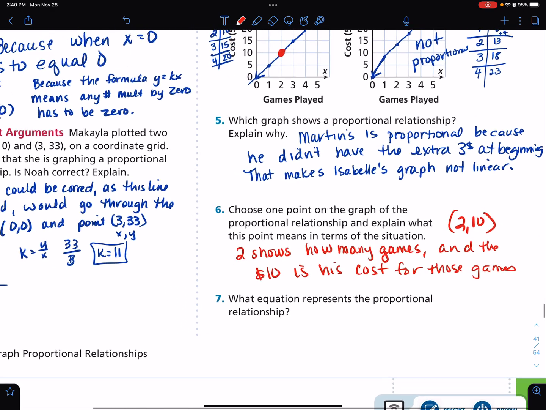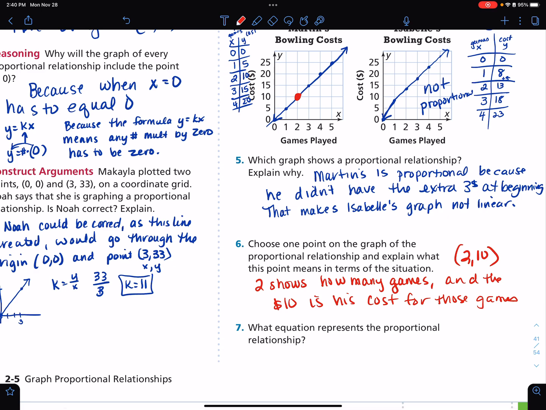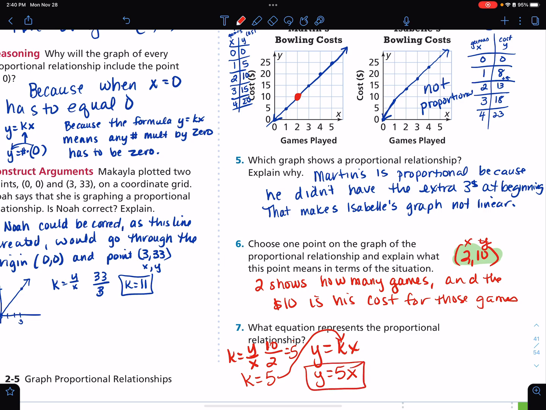What equation represents the proportional relationship? So we are going to say y equals kx, but we remember that k comes from y over x. Well, let's just use these two numbers that are right here. Okay, so let's label that. This one is y, this one is x. So I'm going to put 10 where the y is and 2 where the x is. 10 divided by 2 equals 5. So now that I know k equals 5, I can substitute it in right here and say y equals 5x. And that's the answer to that one.